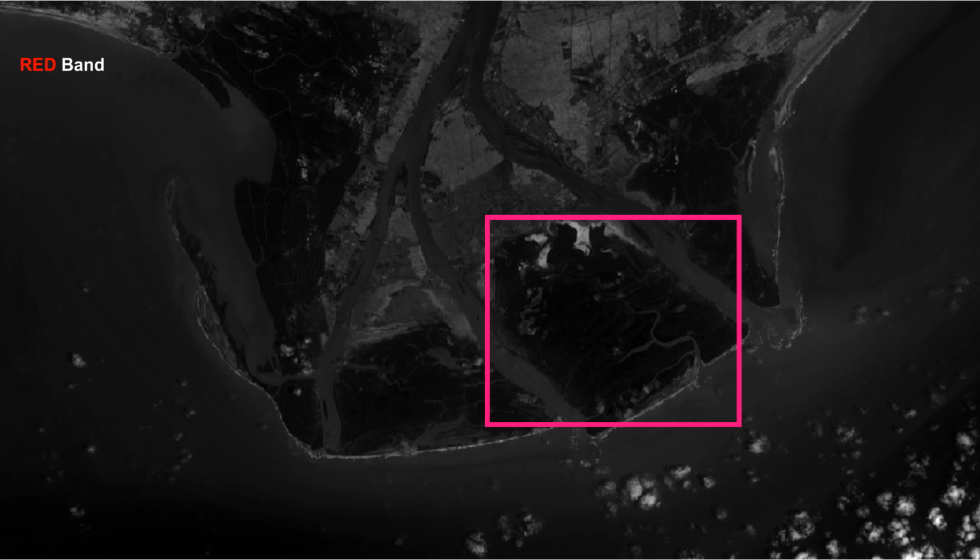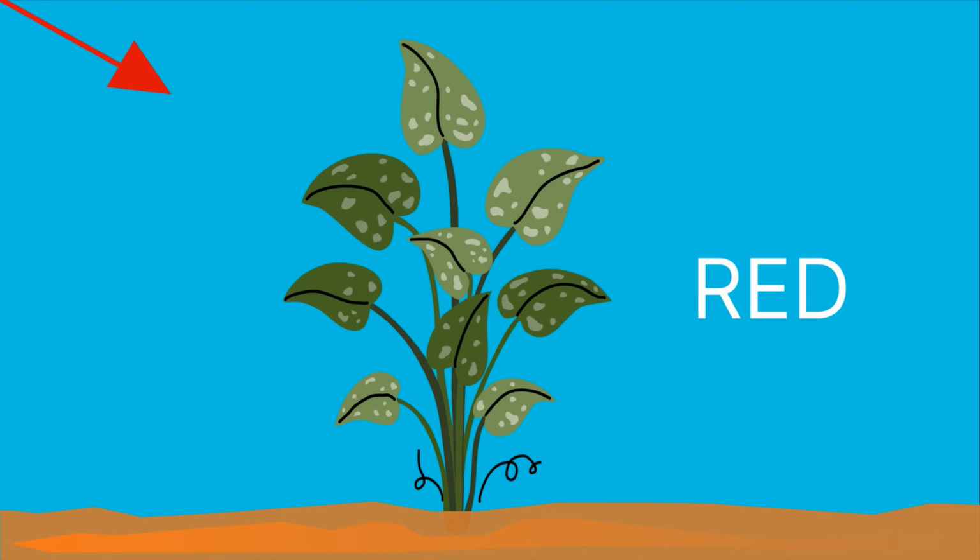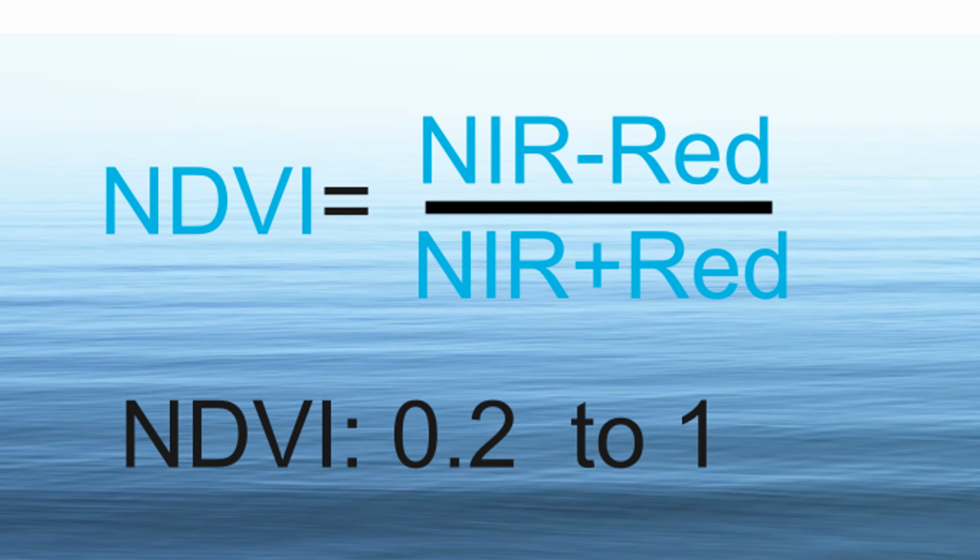Consider the red band reflectance from the same area. It appears dark due to the high absorption and less reflection of red light by vegetation. If we apply the NDVI formula to vegetated areas, the value typically ranges between 0.2 and 1.